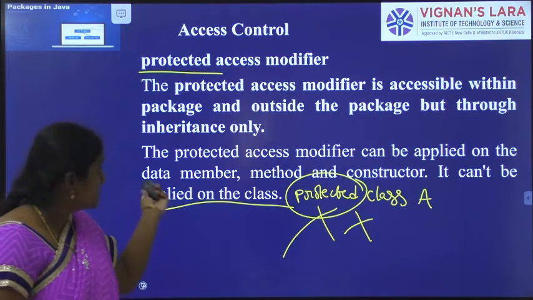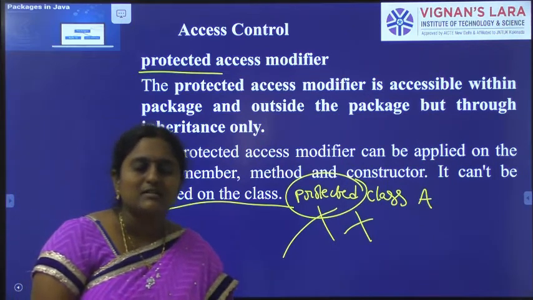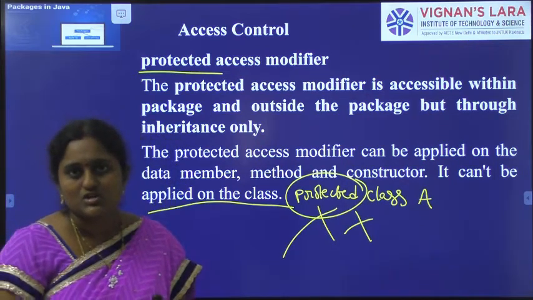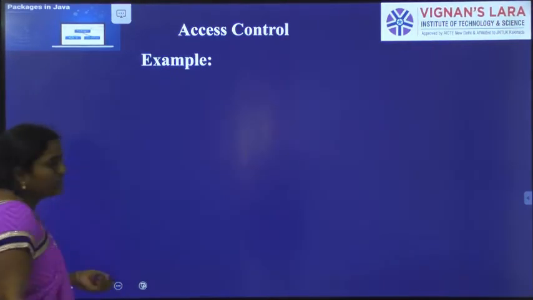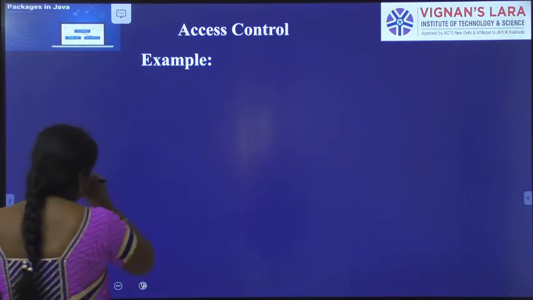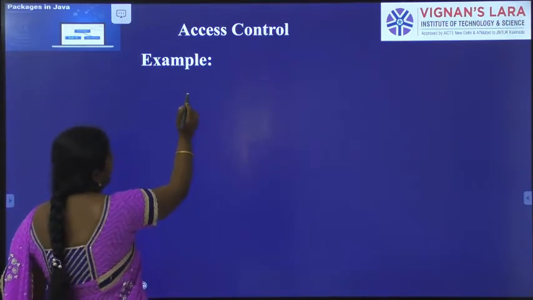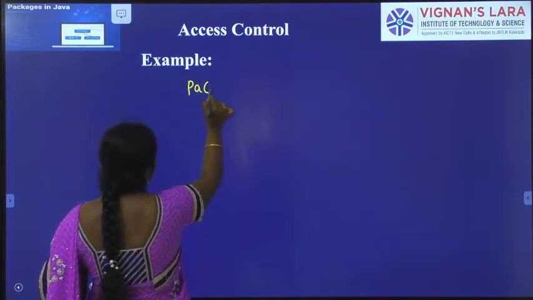The protected access modifier is accessible within the package and outside the package. Outside the package, we can access it based on the inheritance concept. Let's see the implementation of this program. Then only you can get much clarity about the protected access specifier. Here I am writing a simple program. Here I am creating one package.